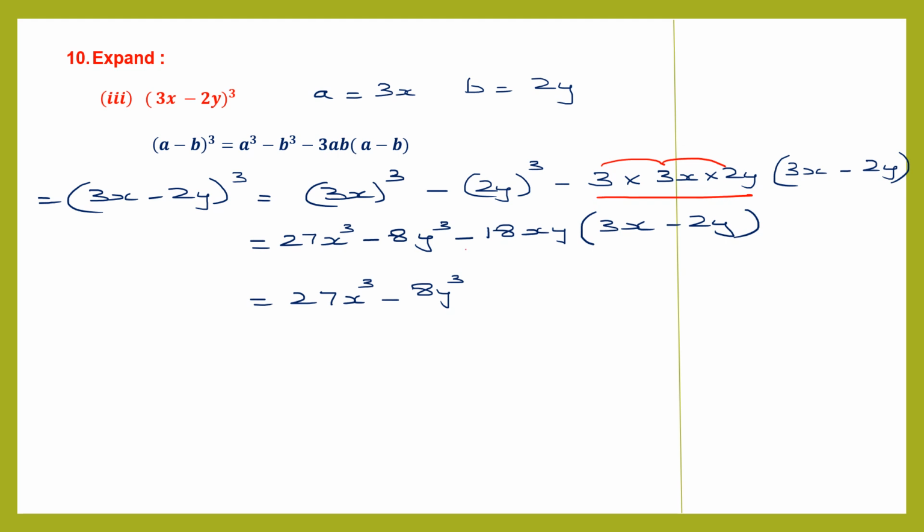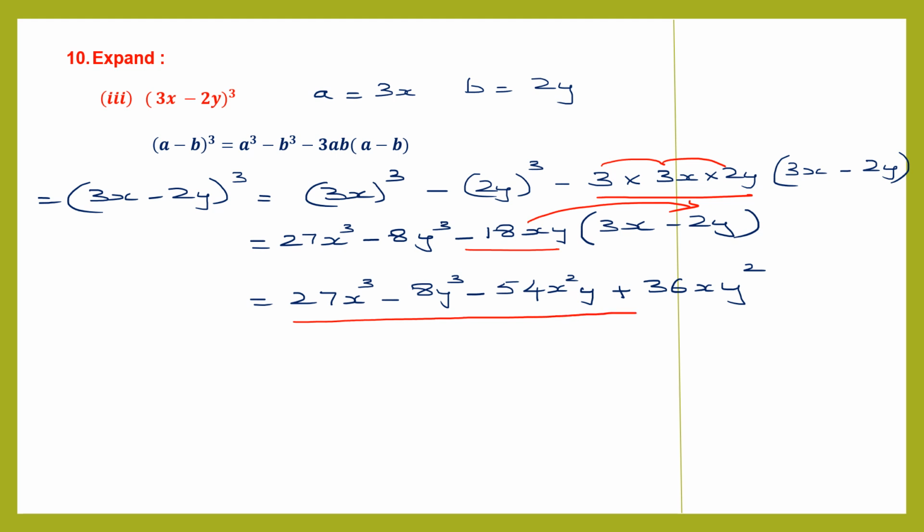Now we are going to multiply this into 3x. So the sign is minus. 18 into 3 is 54. X into x is x square, and then we have a y. We finish multiplying with this. Let's multiply minus 18xy with minus 2y. Minus into minus is plus. 18 2s are 36. There's only one x and there are two y, so y square. So what is the final answer? 27x cubed minus 8y cubed minus 54x square y plus 36xy square.